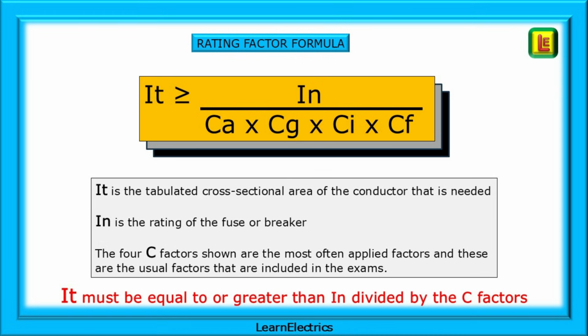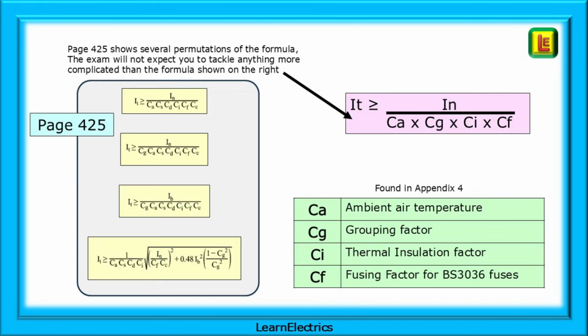The formula tells us that IT must be equal to or greater than IN divided by the C factors. Page 425 shows several permutations of the formula, but don't panic, the exam will not expect you to tackle anything more complicated than the formula shown on the right. The green box shows the symbols and descriptions of these 4 factors.